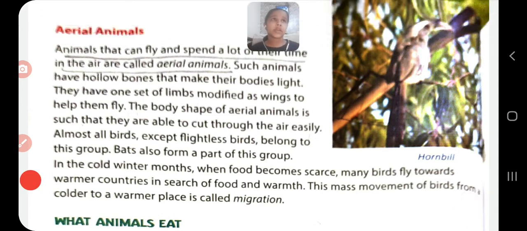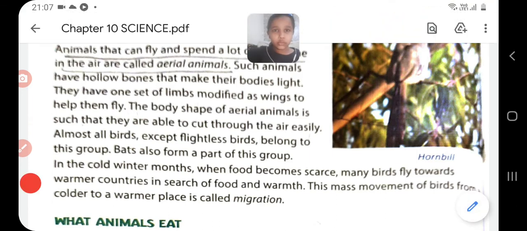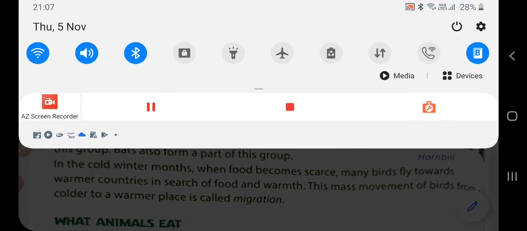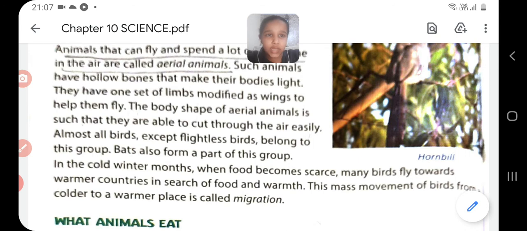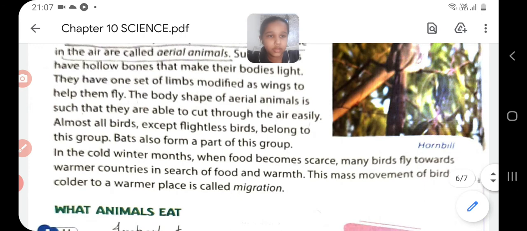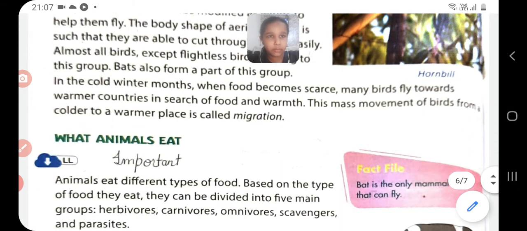Okay, you must have seen that many birds come and also go from here to there, because they cannot get food in one region, so they go from that region to another region, and if they do not get food there, then they will go to another region. Okay, so these are the aerial animals and one of their movements.